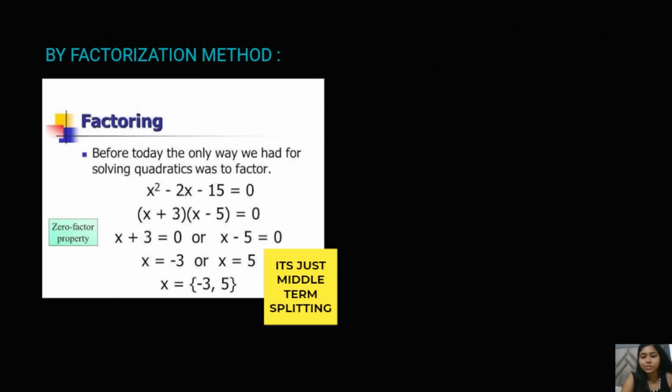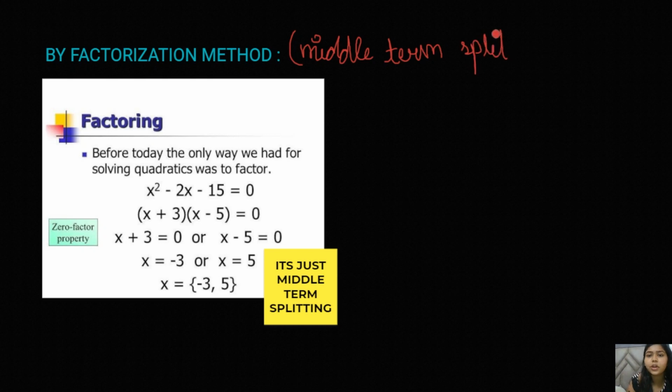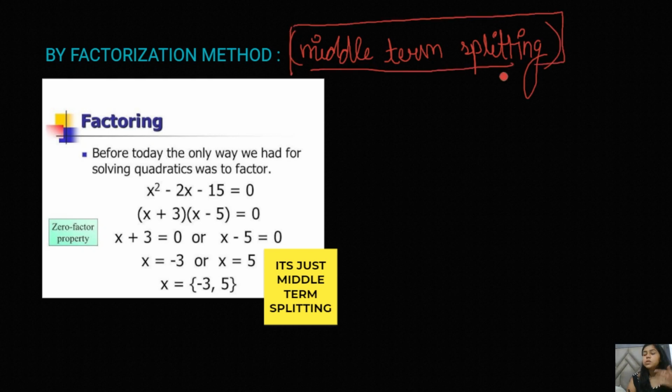So without wasting time, we are moving ahead with our first method of solving the quadratic equation, that is the factorization method. And we can also call the factorization method the middle term splitting method. This is exactly the same as middle term splitting, and the other name for middle term splitting is factorization. So this is very easy. You all know how to solve any equation using middle term splitting, right? This is what it is.